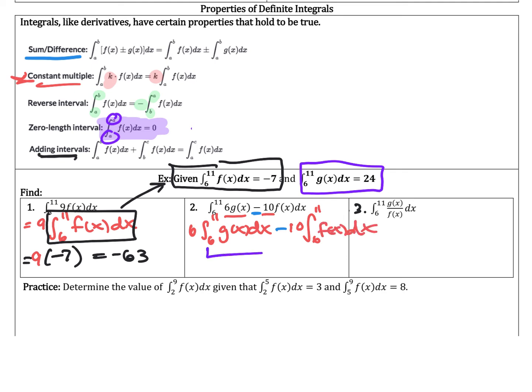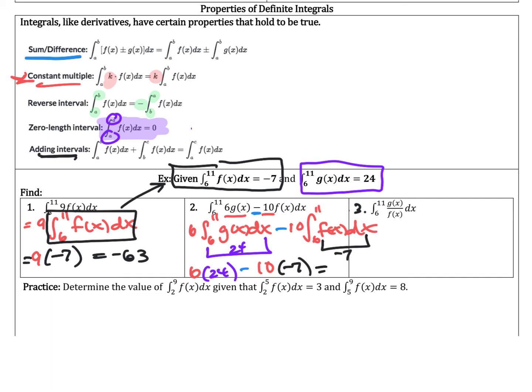Then we know that this is 24, and this is -7. So I'm going to have 6 times 24 minus 10 times -7, which is going to be 6 times 24 plus 70. 6 times 24 is going to be 144.